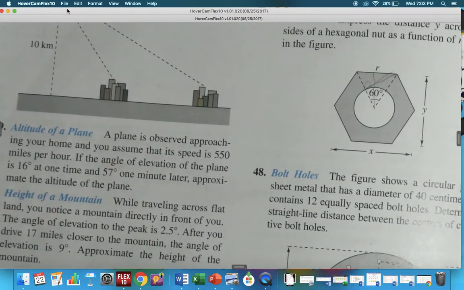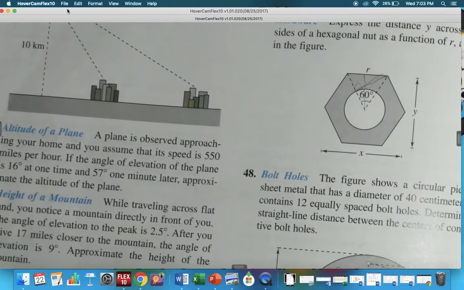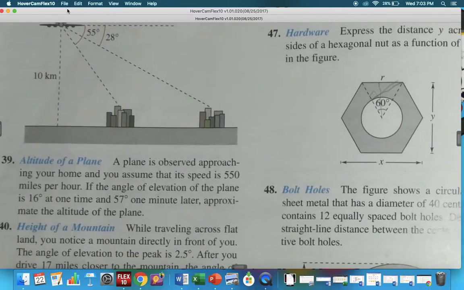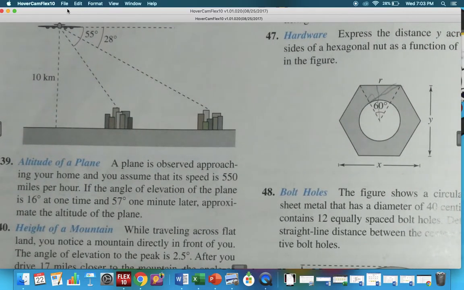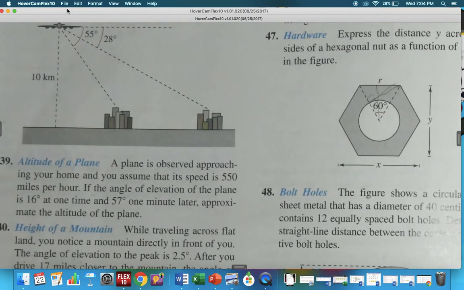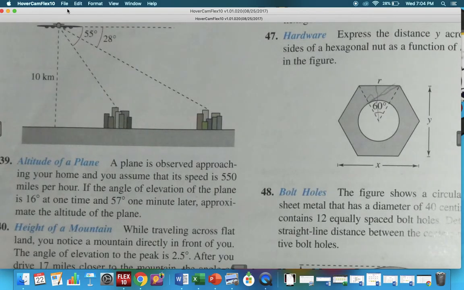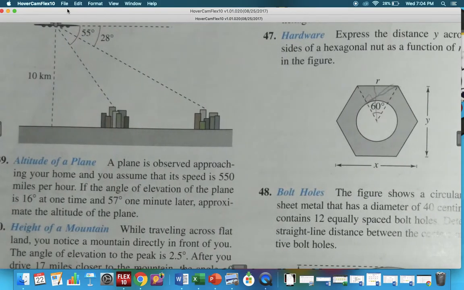Okay, so this is section 4.8, number 39. It says a plane is observed approaching your home and you assume that its speed is 550 miles per hour. If the angle of elevation of the plane is 16 degrees at one time and 57 degrees 1 minute later, approximate the altitude of the plane.